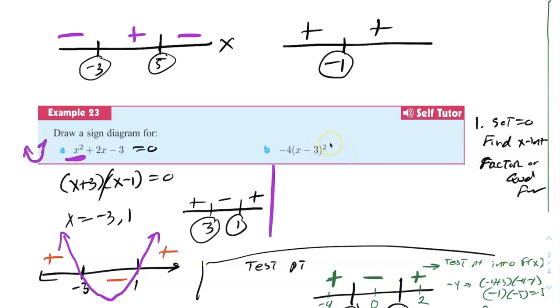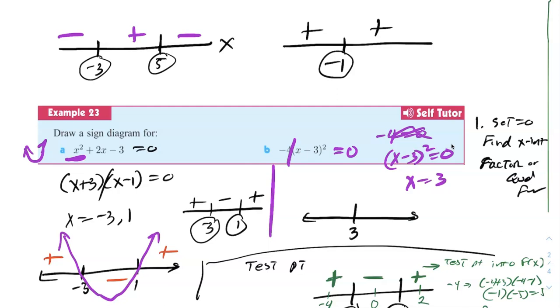Now, this one, right, you set equal to 0, find your x-intercepts. There's going to be only one x-intercept. It's factored. It's going to be at x equals 3. You could split it. Negative 4 equals 0. X minus 3 squared equals 0. Negative 4 does not equal 0, so that one's done. And then this one, just square root and add 3. So x equals 3 is our only x-intercept. So let's make a sign chart.